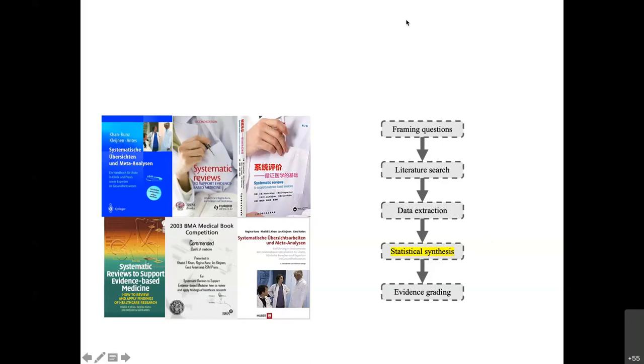Let's see if there are any comments made. How long does the conduct of a systematic review take? How long does a systematic review usually take? There's a question by Maria. Maria, it depends almost entirely on how many studies there are in a systematic review.